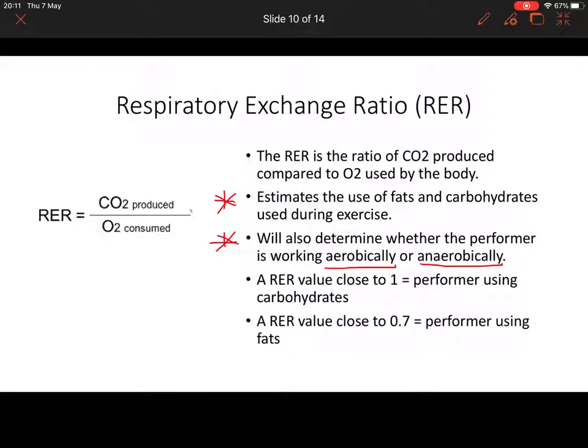The other RER value to learn is 0.7. So the closer it is to 0.7, you are predominantly using fat. Okay, so again, that can be another good measurement to see how hard an athlete is working, looking at their RER value.